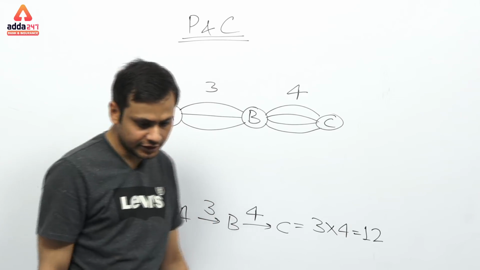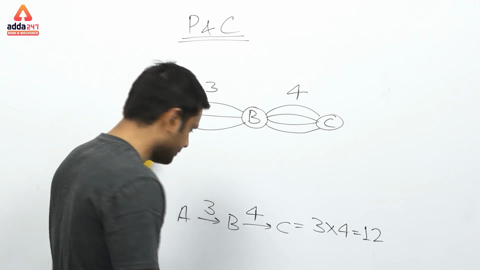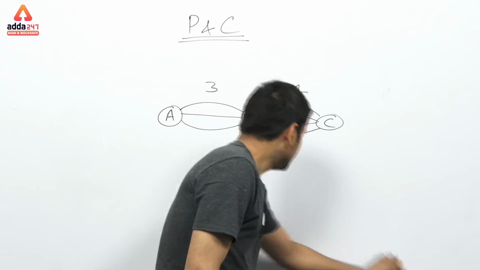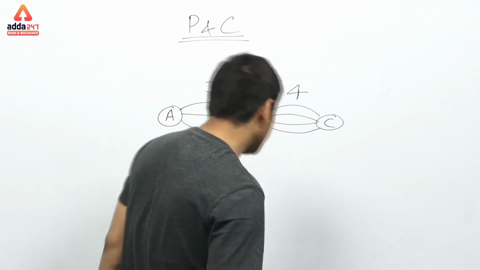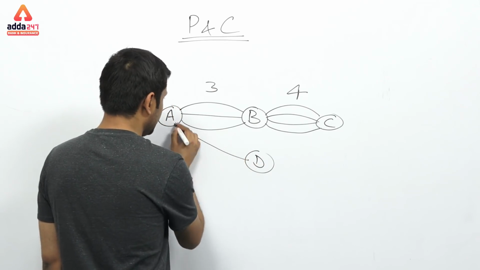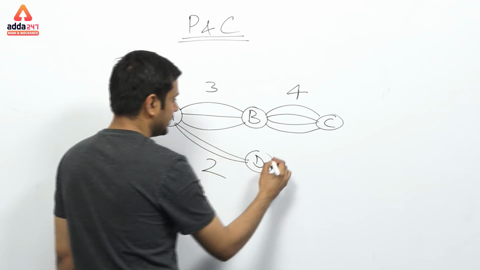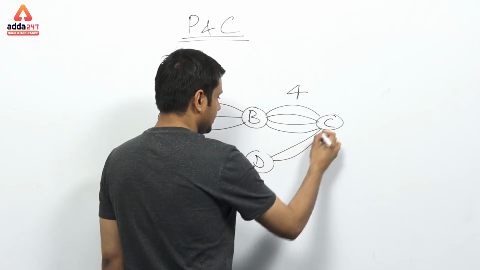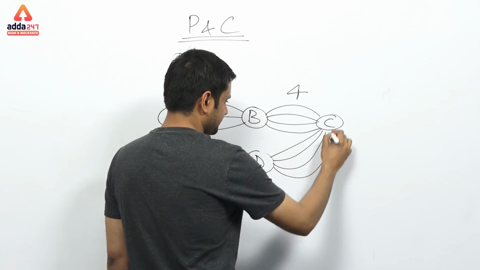Now let's see an example of addition, right? Hopefully this thing is clear, okay? So let's see that. Suppose there is another town named D, and the number of roads connecting A and D is 2, and the number of roads connecting D and C, let's say it is 5.